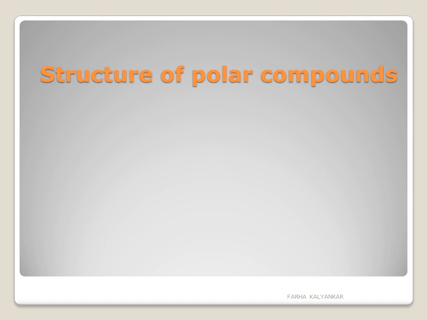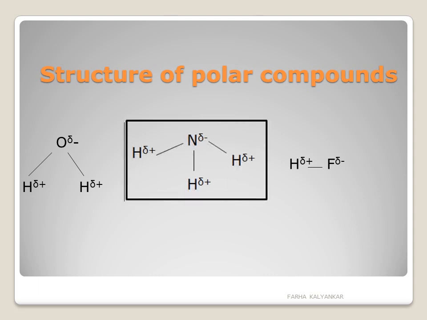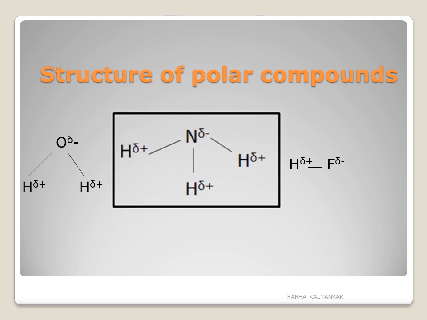The structures of polar compounds are given here. The first one is the water molecule, the second one is ammonia, and the third one is hydrogen fluoride. Let's study the ammonia structure first. In the structure of ammonia, I have one nitrogen atom covalently bonded to three atoms of hydrogen. Now it also has one lone pair of electrons.